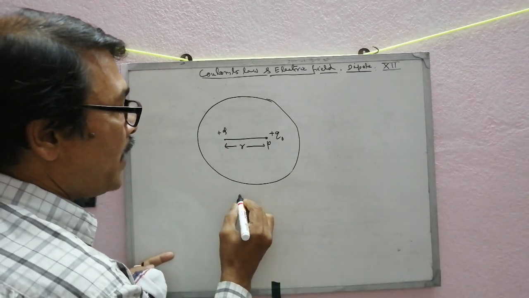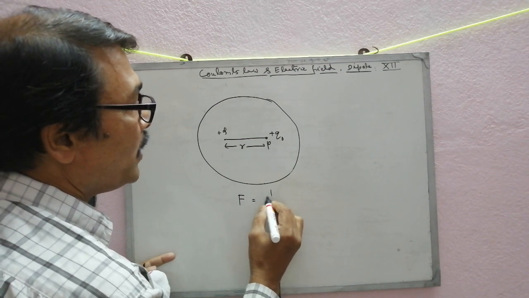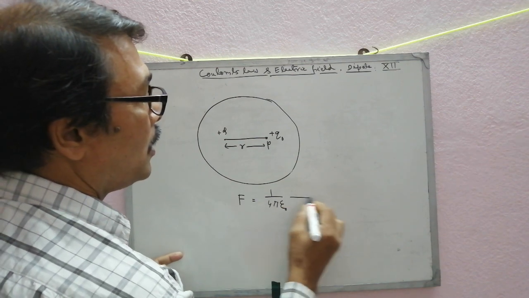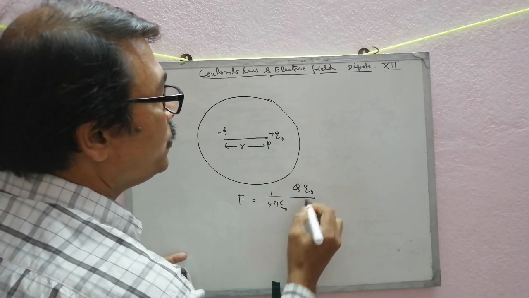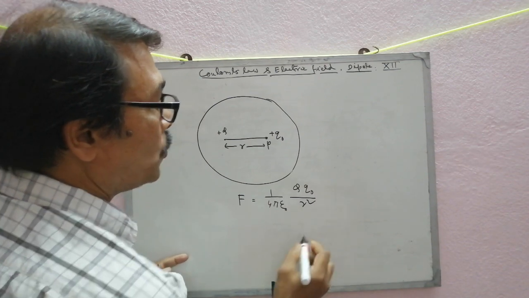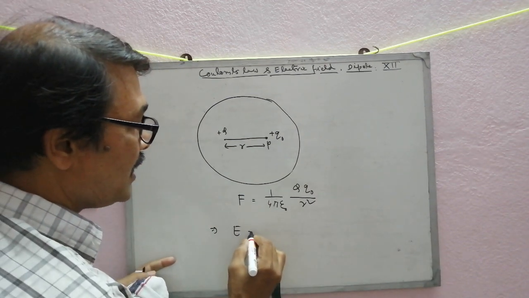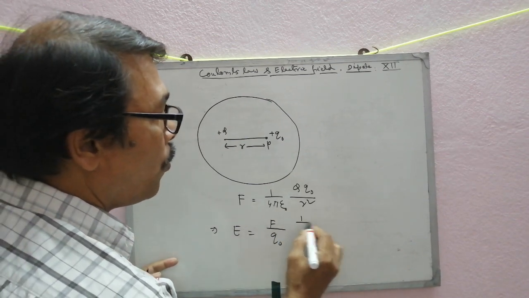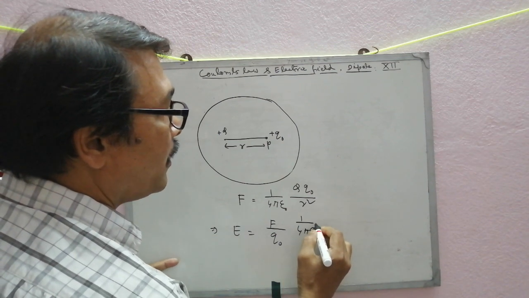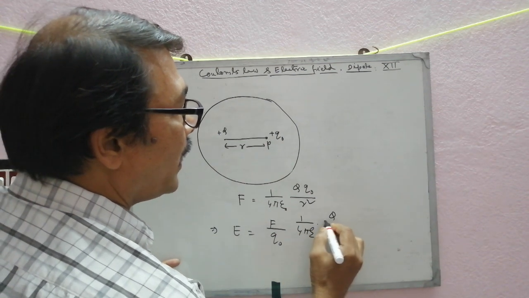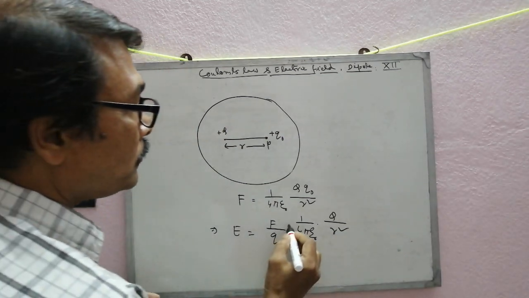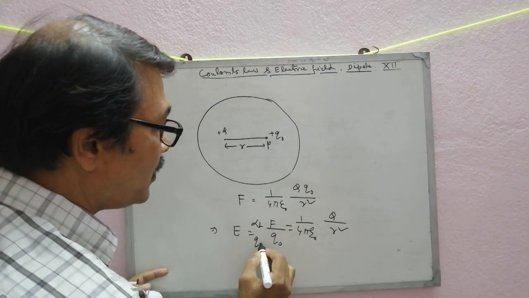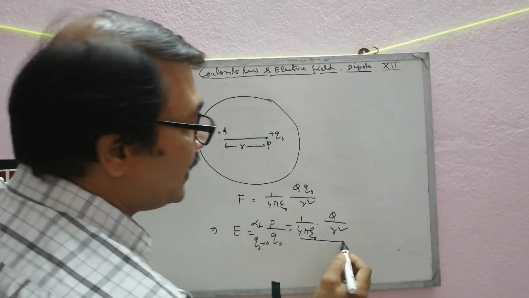So, F according to Coulomb's law, in case of vacuum, F equal to 1 by 4 pi epsilon naught Q0 Q by R square. So, electric field E equal to F by test charge, 1 by 4 pi epsilon naught Q by R square. Of course, limit Q0 tends to 0. This is the electric field.